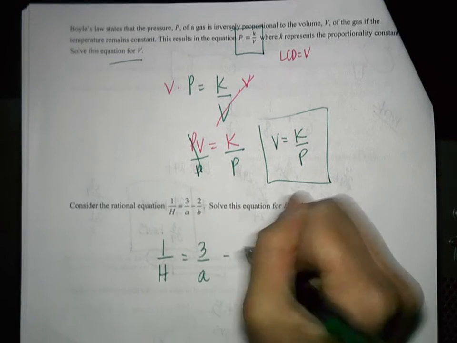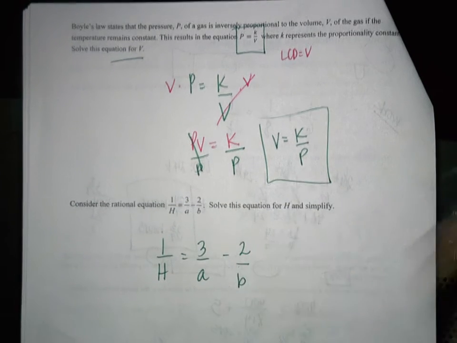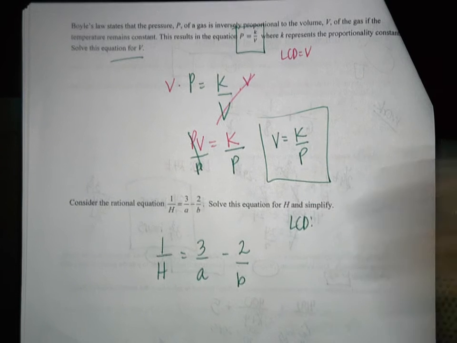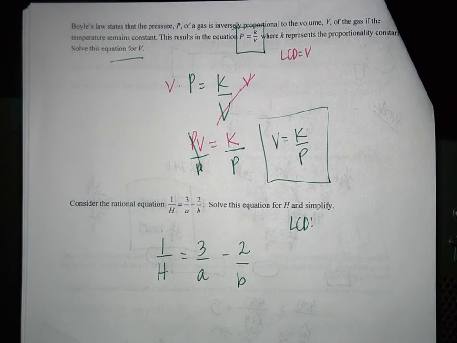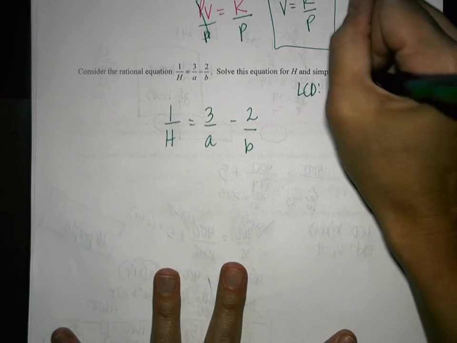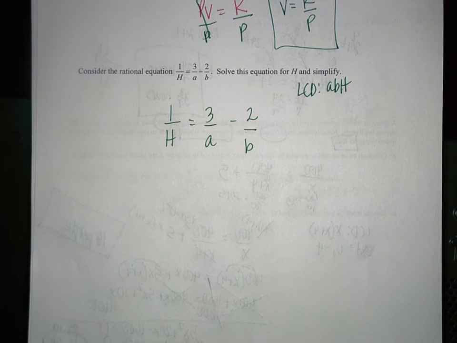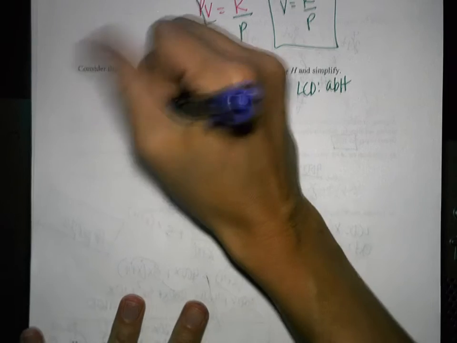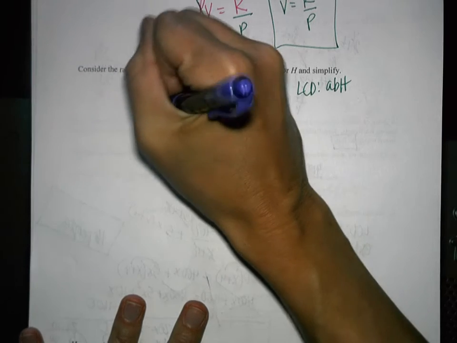I'm rewriting the next problem, which you should as well. And again, on all of these, we want to eliminate our fractions. What would be the LCD on the next problem? ABH. Very good. I also like how you wrote that and said that in alphabetical order. ABH. So we're going to eliminate our fractions. Every single term I'm going to multiply by ABH.